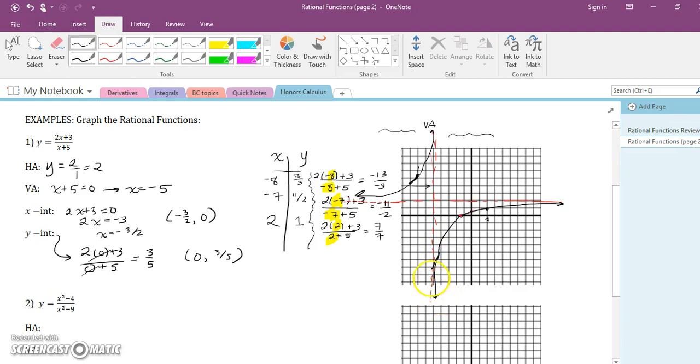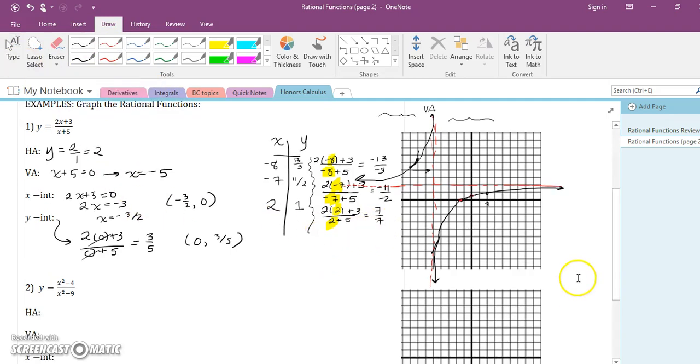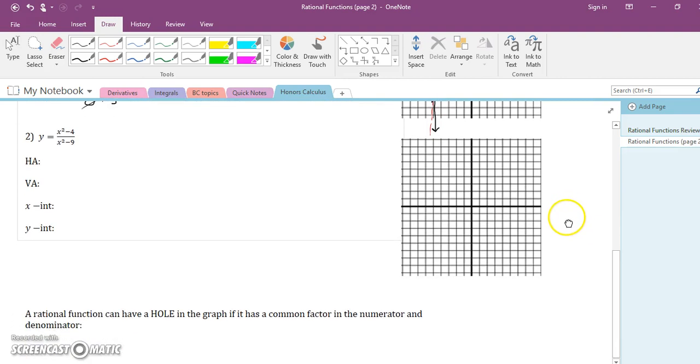It shoots down. Here you can write some limits, and we're going to actually write them so that you get used to this, but we're going to do it in class. So make sure you have the graph, and then we're going to go ahead and write the limits in class on top of the graph. Let's do one more example here.